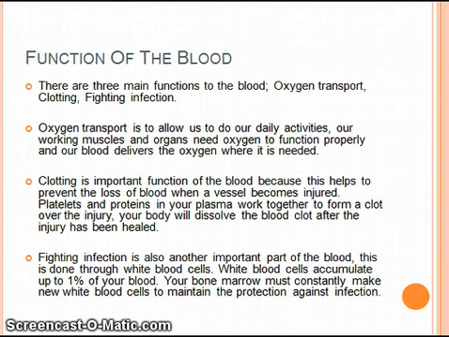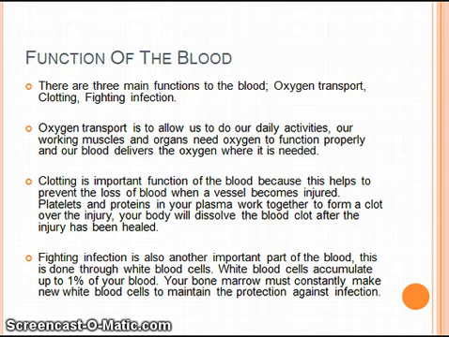Functions of the blood. There are three main functions to the blood: oxygen transport, clotting, fighting infection. Oxygen transport is to allow us to do our daily activities. Our working muscles and organs need oxygen to function properly, and our blood will deliver the oxygen to where it is needed.